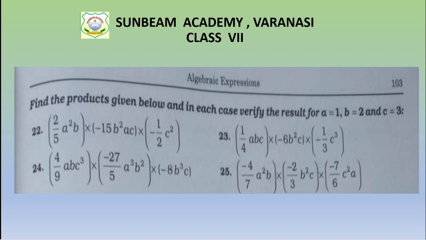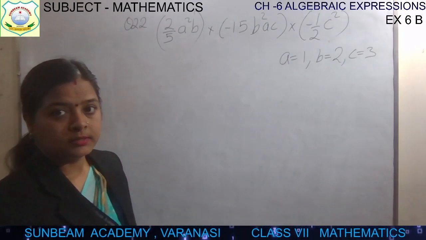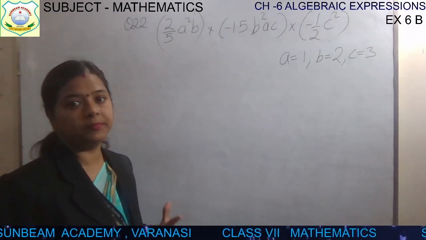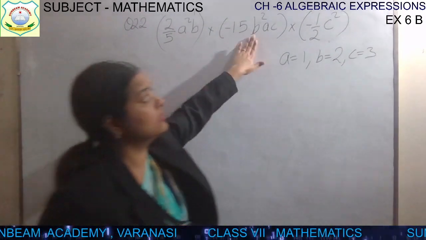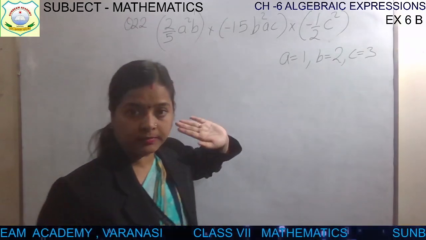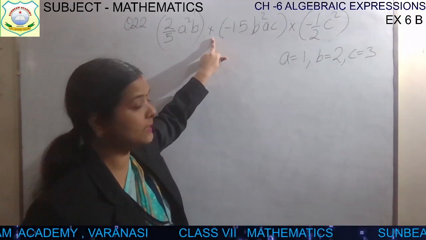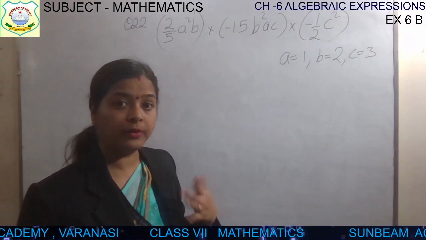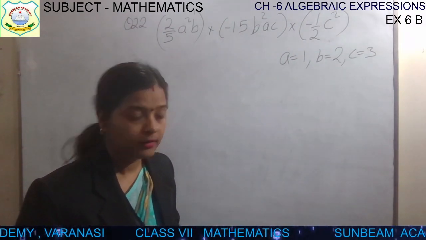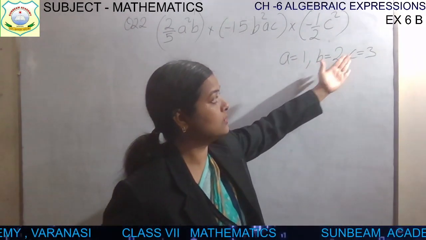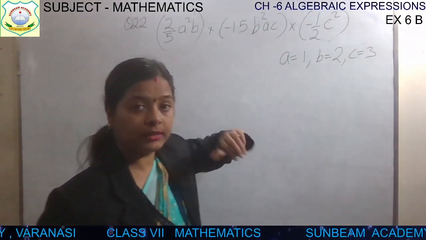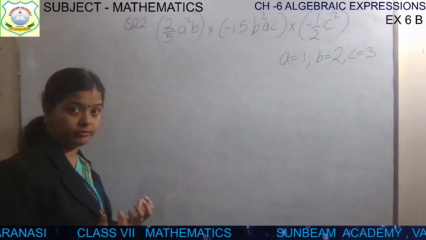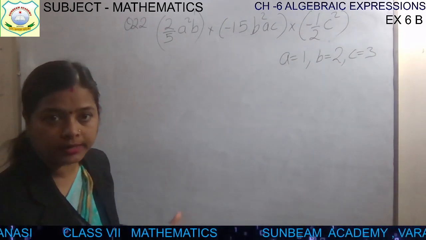Now see the board. See this. We have to multiply it first. There are 3 monomials. Single term and single term. 3 monomials are there and we have to multiply them. Okay. And after multiplying it, we have to find the value when A is equal to 1, B is equal to 2 and C is equal to 3. Then what will be the value of this particular expression which we will get from its product.